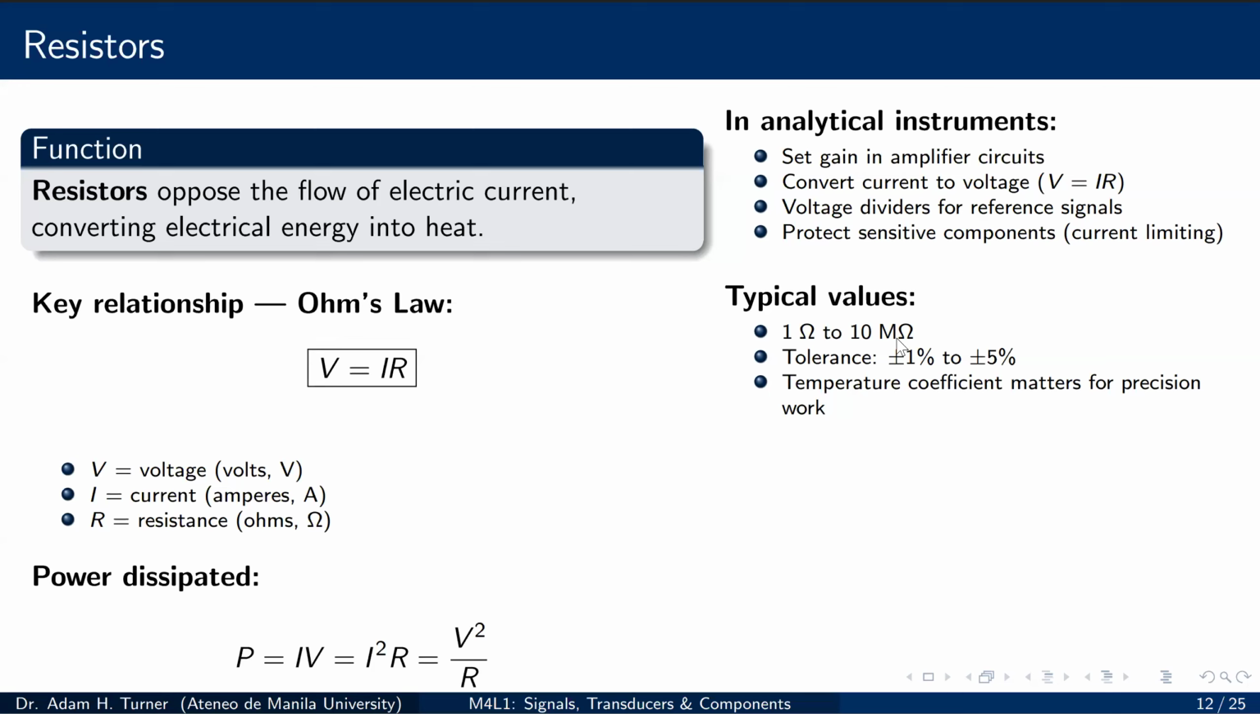This is important because you're choosing components. A resistor that dissipates too much power will overheat and fail. In instruments, resistors set the gain of amplifier circuits, convert current to voltage, which is exactly how a photodiode's output gets turned into a measurable voltage, and create voltage dividers for reference signals. They come in values from 1 ohm up to 10 mega ohms, which pretty much covers everything, from 1 to 5% tolerance.